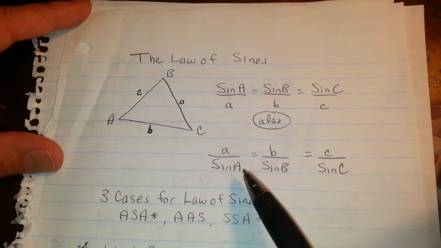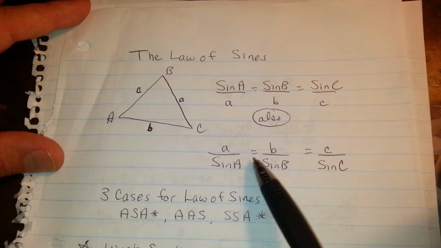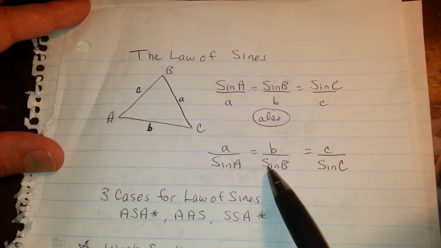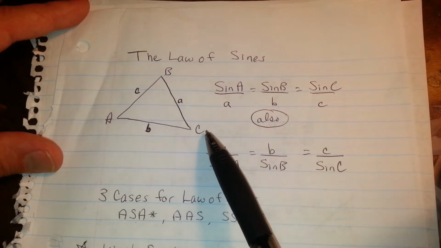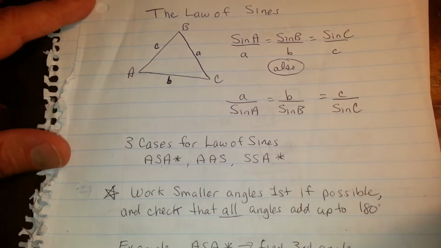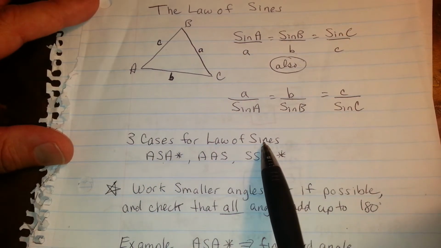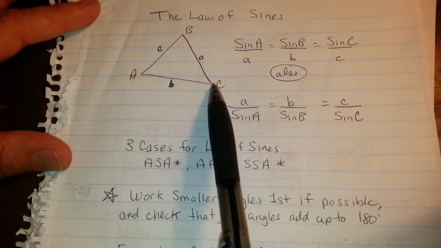You can always flip it, be consistent, but notice little a is to the sine of A as little b is to the sine of big B, as little c is to the sine of angle C, right? The angles are the capital letters, the sides opposite are the small, all right? The three cases where we use the law of sines are angle, side, angle, and angle, angle, side.